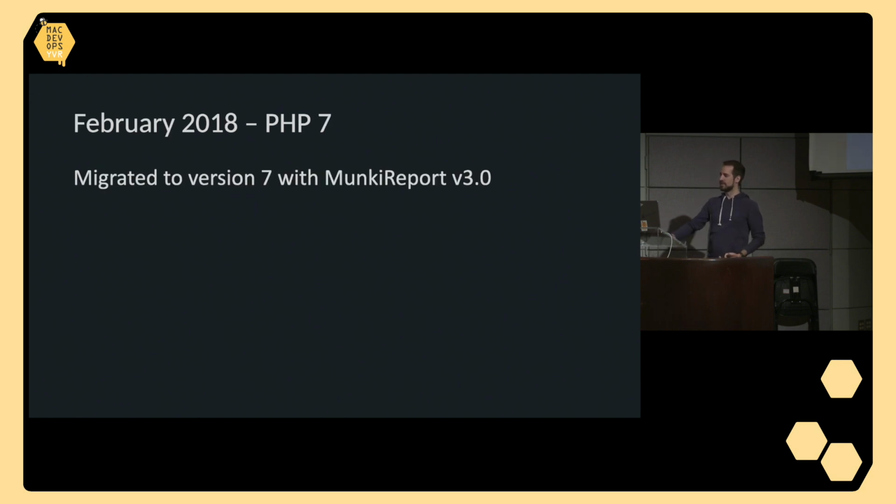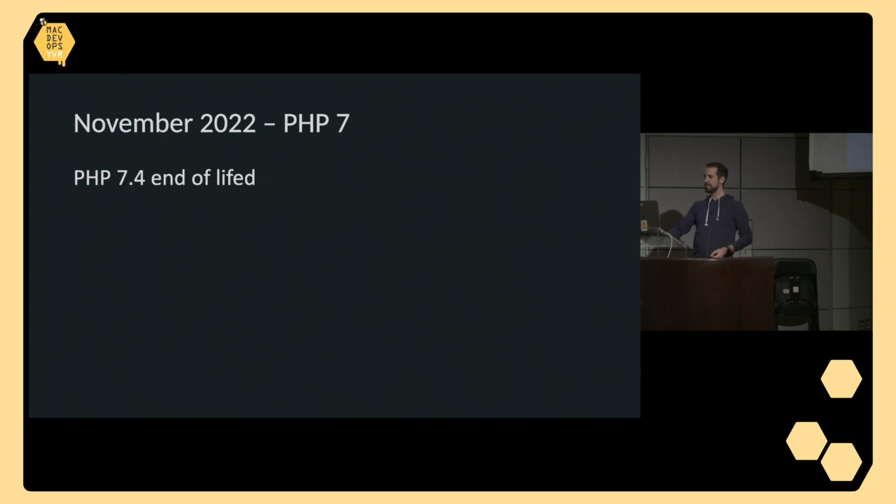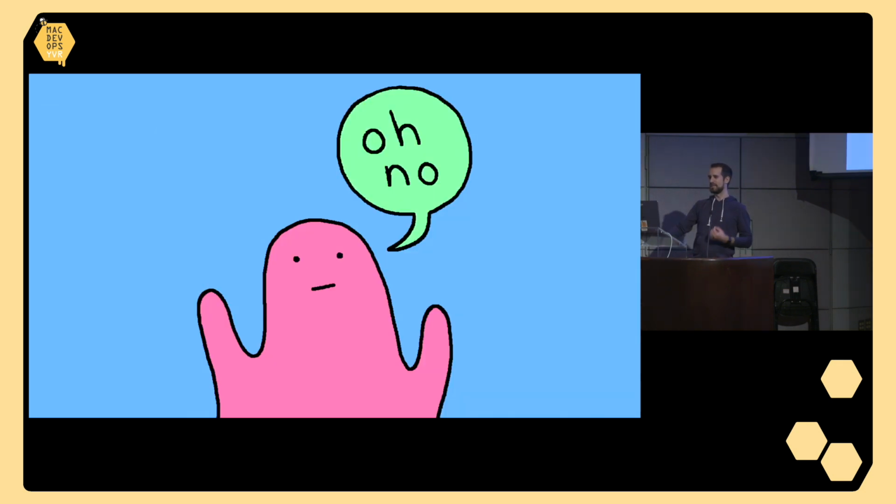February 2018, we migrated to PHP 7 and released MunkiReport 3.0. That was a big version, lots of fun changes in 3.0. November 2022, the last version of PHP 7, 7.4, is end of life. This is bad. This is really, really bad.